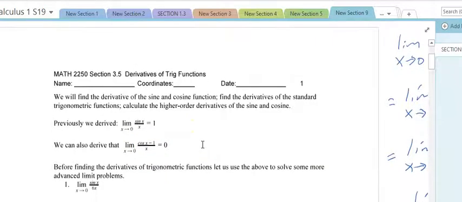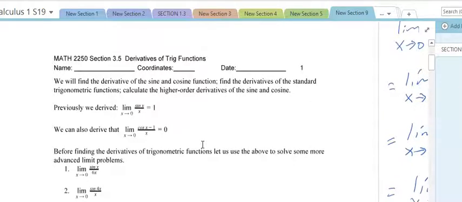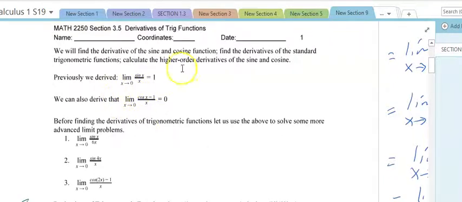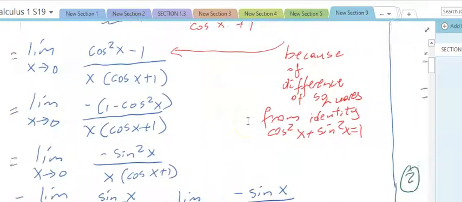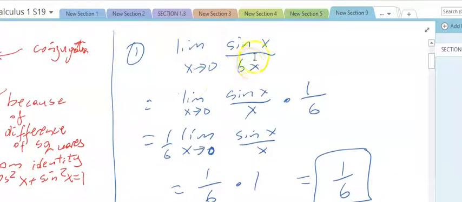Now, before working on the derivatives of the trig functions, let us have some fun practicing some more advanced limit problems using the two identities we have discovered so far. So let us look at one: the limit as x approaches 0 of sine of x over 6x.